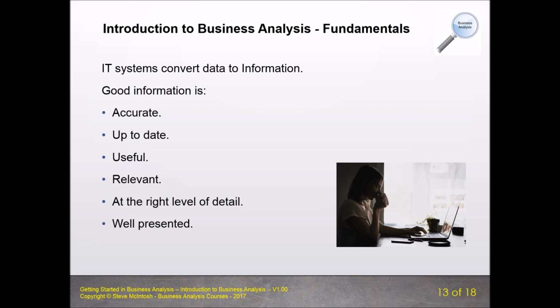And here, a definition of what good information is, what good systems should produce. Good information, fairly obviously, should be accurate and up to date. It should be useful to the person receiving it and relevant to their job, their role and what they're doing, and at the right level of detail and presented so they can use it effectively.